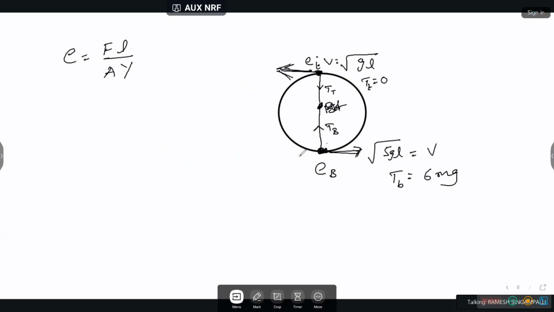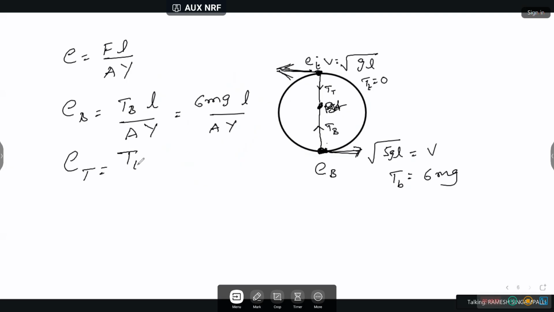So here F is nothing but what at the bottom point? Tension at the bottom point into length by area of cross section into Y modulus. Am I right? At the bottom point, what is the tensional force? 6 mg only, right? Just that's it. 6 mg L by A you can write. Over. Topmost point: tension at top into L by A. So the elongation there is equal to 0. The topmost point.